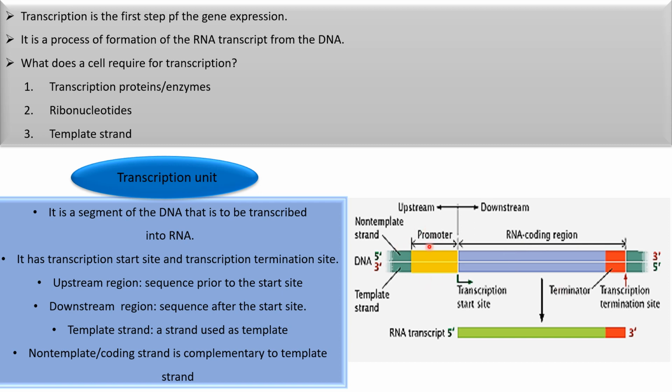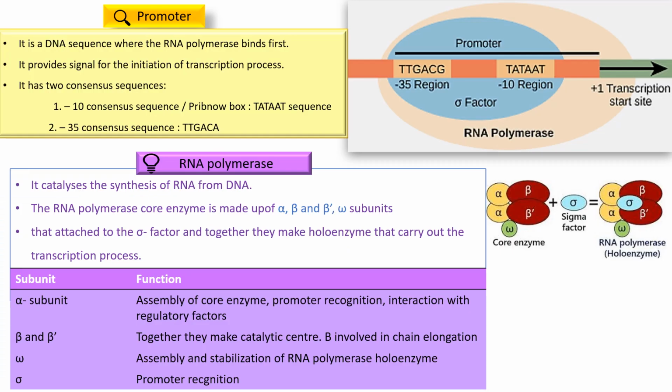Before going into detail about the promoter, let me tell you one more thing. Unlike replication, in case of transcription, only one strand is used as the template strand to guide the RNA synthesis. The template strand is always oriented in 3' to 5' direction. The other strand, which is complementary, is known as the non-template strand or coding strand, which is identical to the RNA transcript that is to be transcribed, and it is complementary to the template strand. Okay, so this was the transcription unit. Now let's talk about the promoter region.